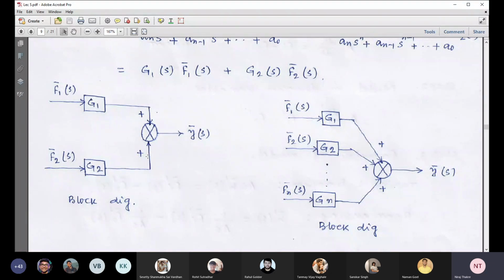If you see the definition of transfer function, F1 G1 is added with F2 G2 and we get Y. That is what we got here, you see.